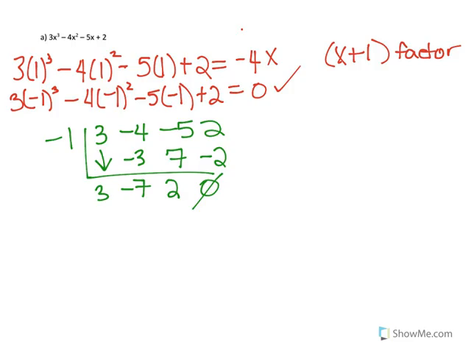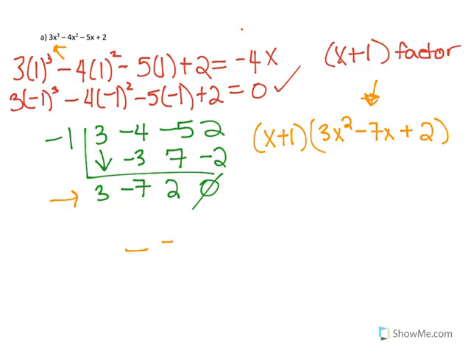Okay, so what we can write now is x plus 1, because that's a factor, and then we can write this. So 3x squared minus 7x plus 2. And it's always going to be 1 degree less than your original degree when you do this, if that helps. Okay, now we can factor this, and we already know how to factor trinomials. So we want two numbers that add up to make negative 7, and multiply to make 3 times 2, which is 6. My numbers are going to be negative 6 and negative 1.